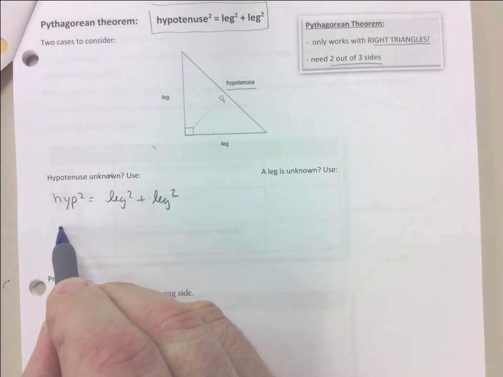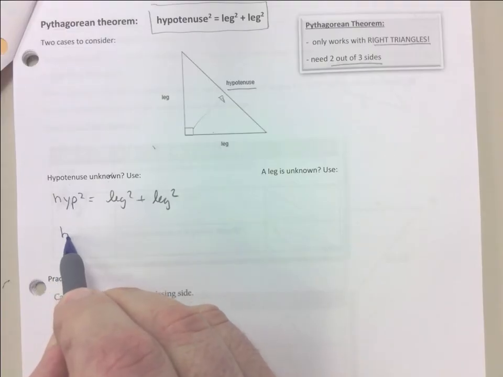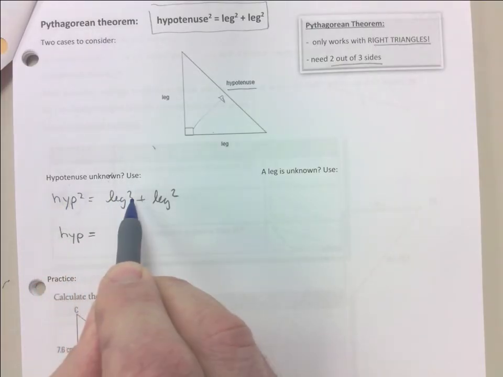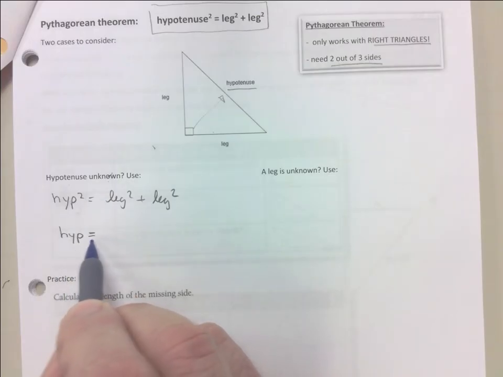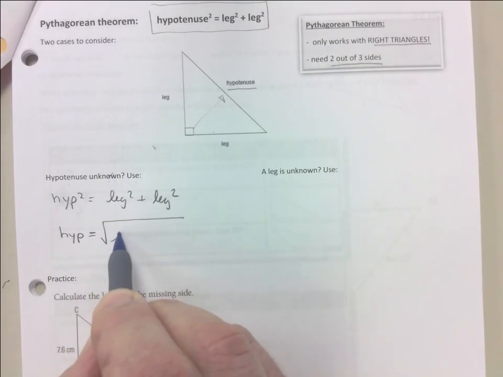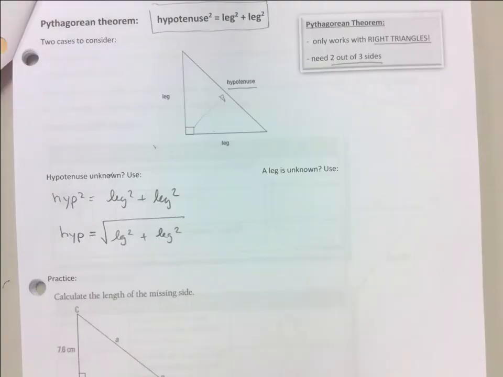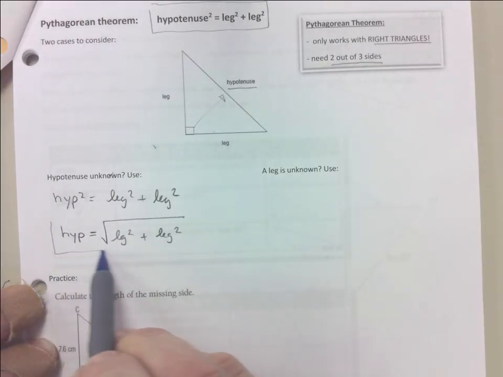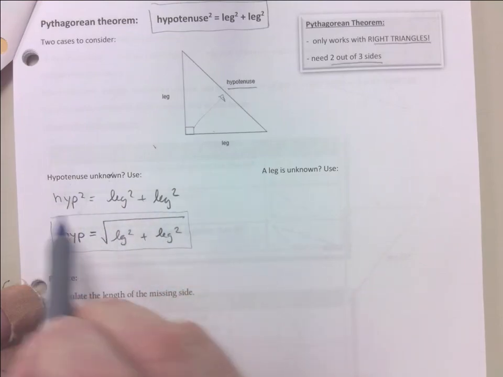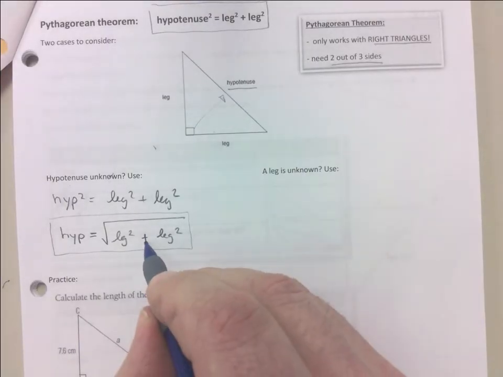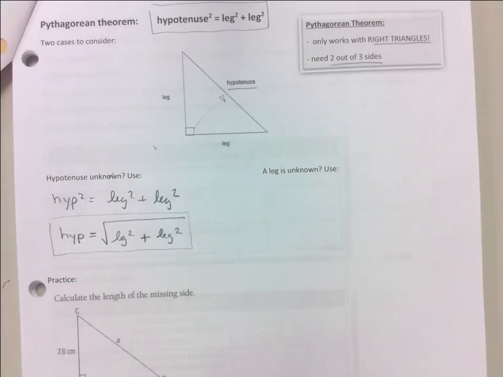Therefore, to just figure out what the hypotenuse is, you just have to take the square root of both sides. And that leaves you with the hypotenuse. And on the other side, it's just leg squared plus leg squared. And so on my study sheet, I would just have this version. If the hypotenuse is unknown, I will use that one. Emphasis on you adding the squares of the two legs, and then you square root it.